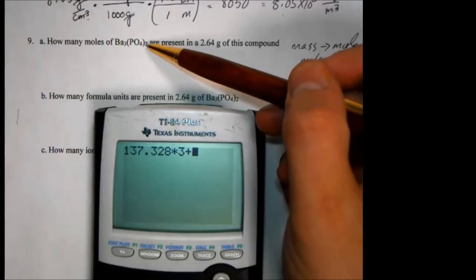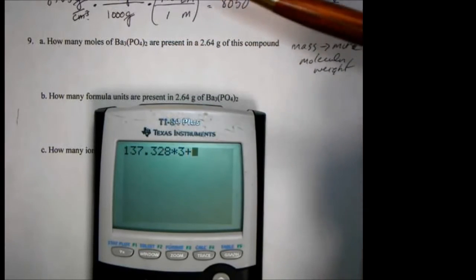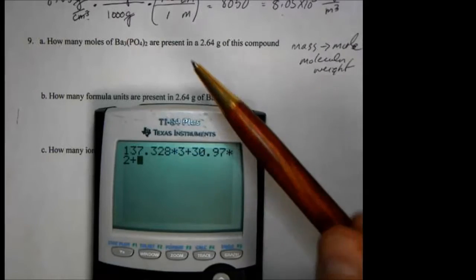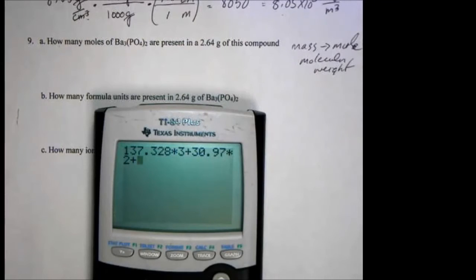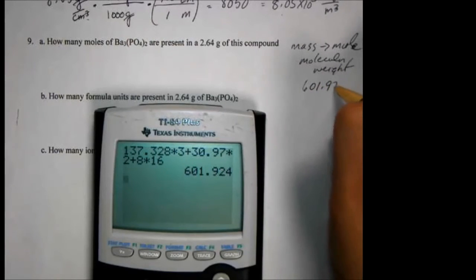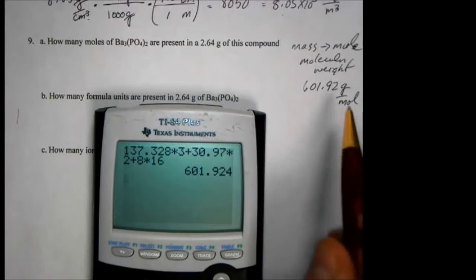I have 2 phosphates, and the molecular weight of phosphorus is 30.97. So we have 2 of those. And then we have to do oxygen. There are 8 oxygens, 2 times 4 is 8, so 8 times 16. I get a grand total of 601.92 grams per mole.